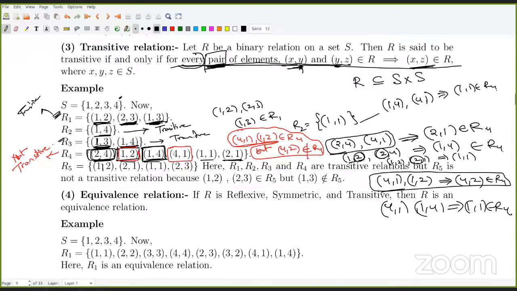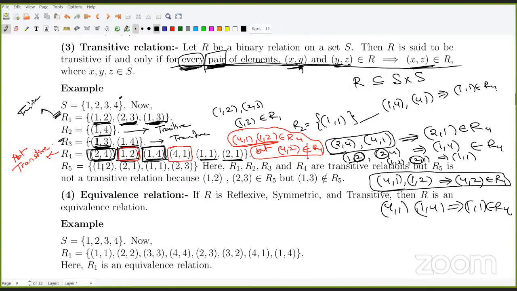If there is (4,1), then we have to check for (1,1) and (1,2), for both, for everything. For every such pair, if there doesn't exist any (4,2), then we say that this is transitive, and we now move to the next element. If you have a pair, then only we will check. If you are having a single element, with respect to that element we say that it is transitive, and we move to the next element.